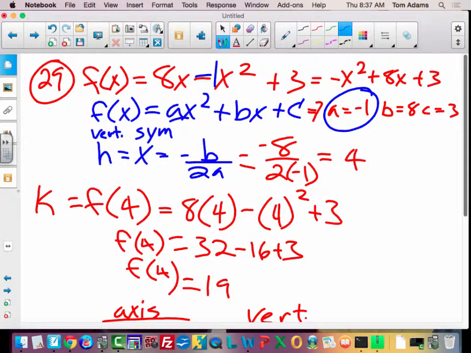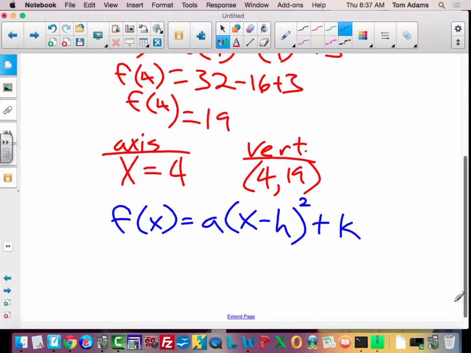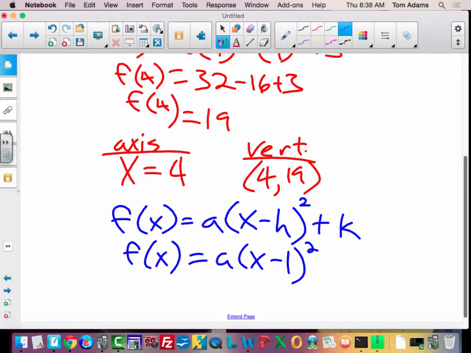Okay. How would we know for sure? Please don't explain it, Mr. Adams. This is a lot of math already. Well, my function, we believe so far, is this. A times x minus 4, squared, plus 19. Okay?